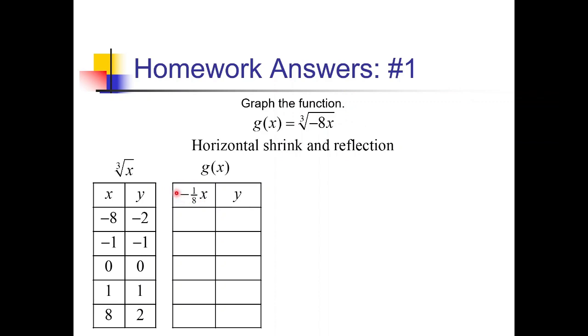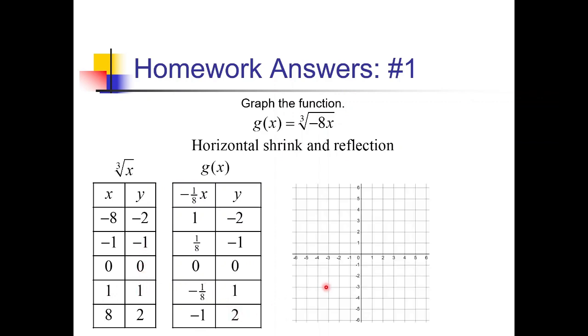So we have -1/8 times -8. That's going to give us +1, which is kind of nice. -1/8 times -1 gives us +1/8. 0 is still 0. 1 becomes -1/8. And 8 becomes -1. For the y values, we still have -2, -1, 0, 1, and 2.